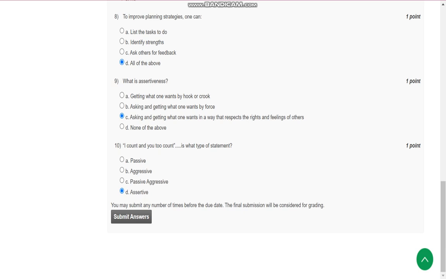Question number 8 is, to improve planning strategies, one can list the task to do, identify strength, ask other for feedback. Then next is, what is assertiveness? Asking and getting what one want in a way that respect the right and feelings of other. Then I count, you count too is what type of statement? It is assertive statement. Thank you.